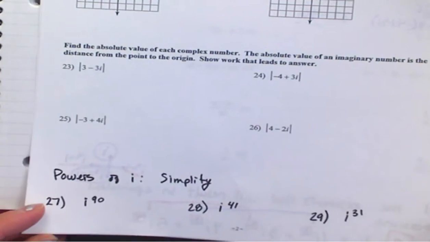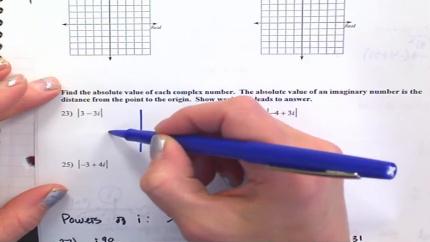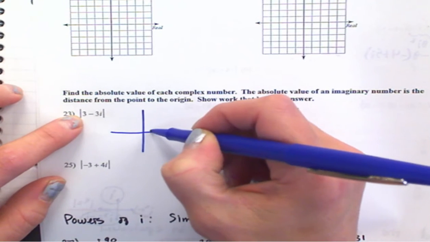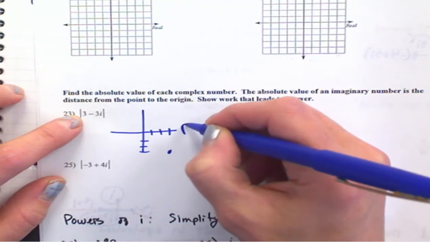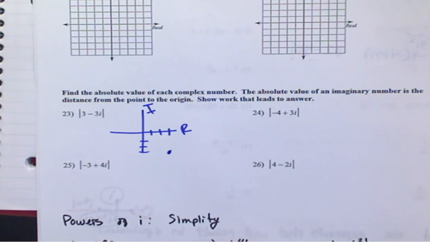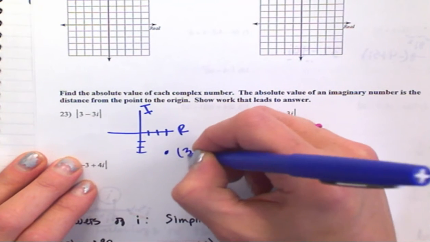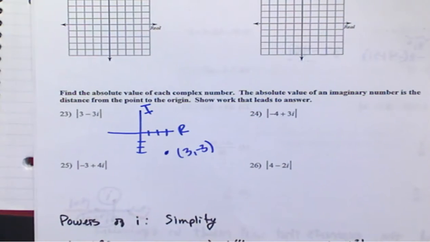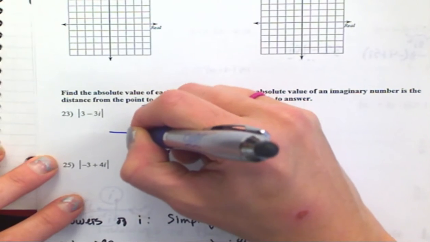Okay, so this is kind of like a review question because I'm going to plot it: 1, 2, 3, 1, 2, 3. That's right here. Now this is the real and this is the imaginary. So I plotted my point, which is really here. That's the coordinate on the grid. I want the distance from here to the origin.